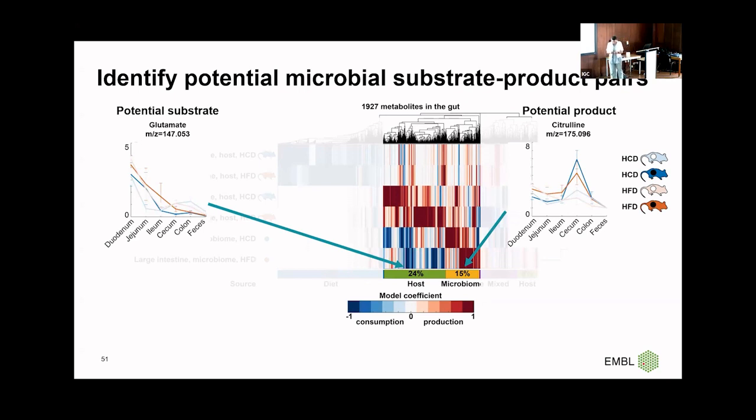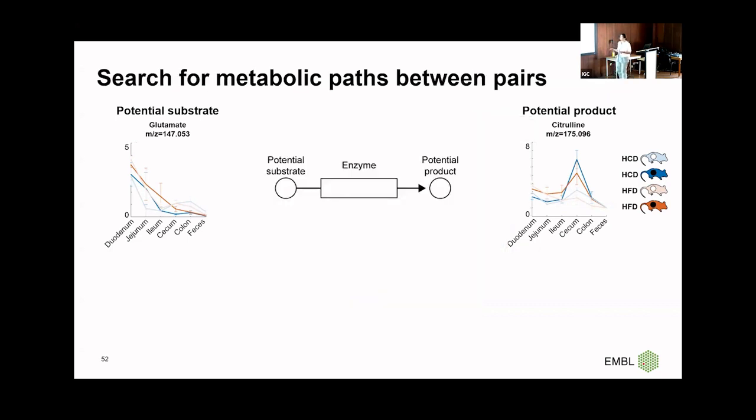And then the next thing we wanted to do with this data was identify potential microbial substrates and products. So first of all, we defined microbial substrates as metabolites with negative microbial metabolism coefficient and microbial products as metabolites with positive microbial metabolism coefficient. And we looked for potential known metabolic paths between identified substrates and products in the CAC enzymatic network.